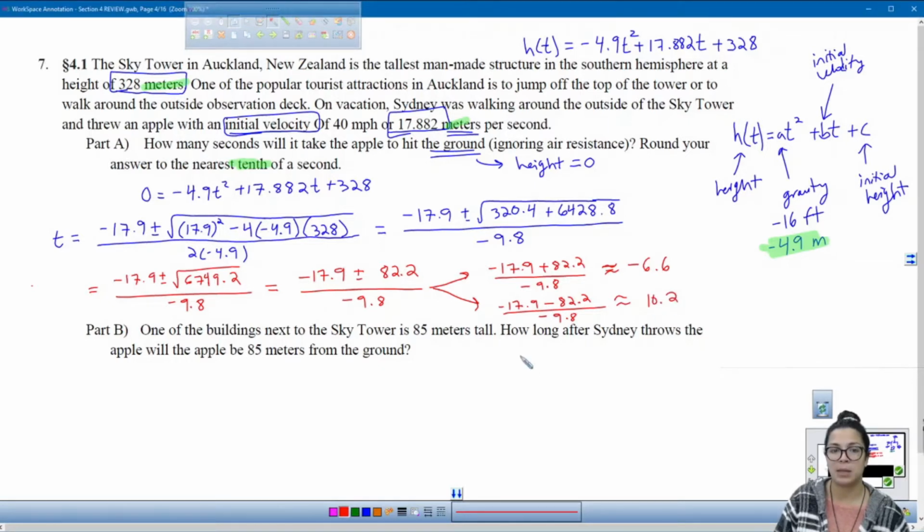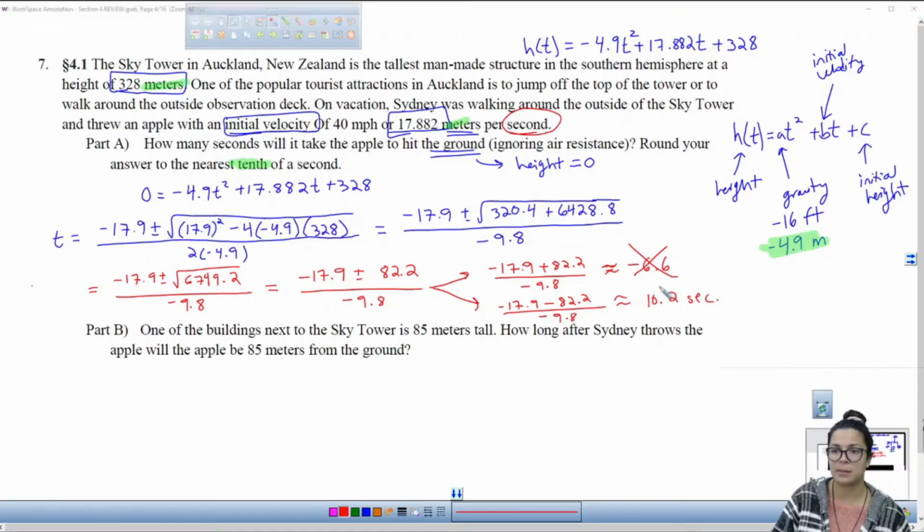Now, what does t represent? T is the time that it takes to reach a certain height, h. So can t be negative? No. So our final answer will be 10.2, and the unit of measure for time is seconds.